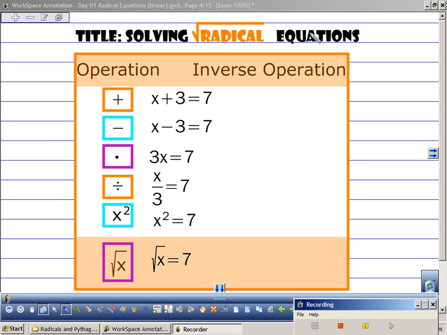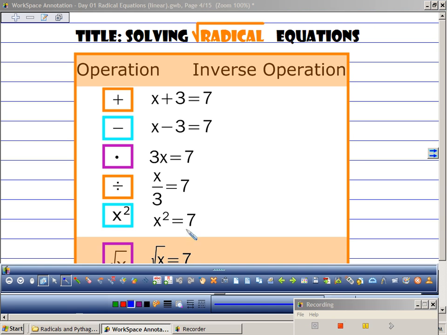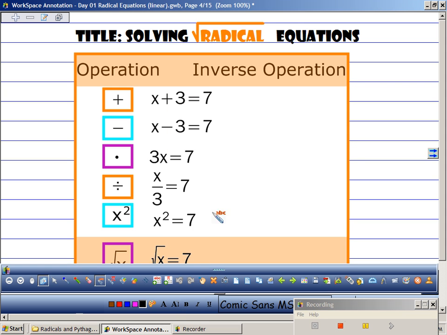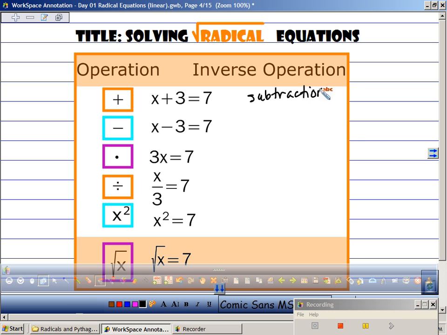So today we are solving radical equations. Let's do this nice and neat. If I have addition, what's the inverse operation? Subtraction. And if I have subtraction, what's the inverse operation of that? Addition. And if I have multiplication, what's the inverse of that? Division. And division? Multiplication.